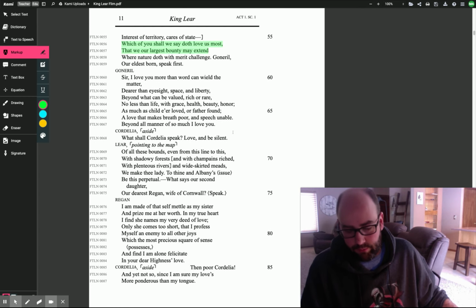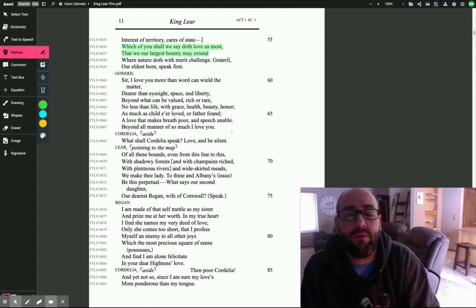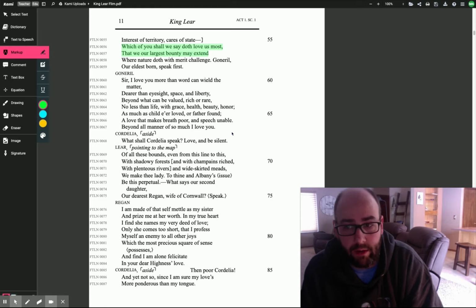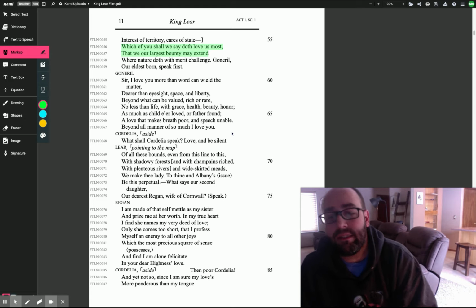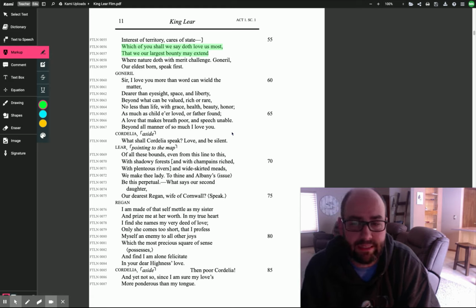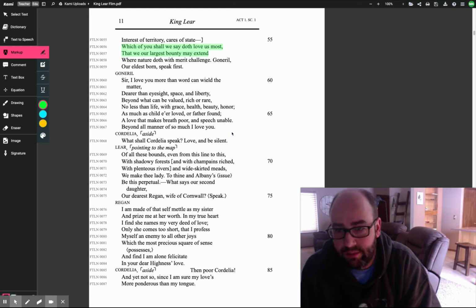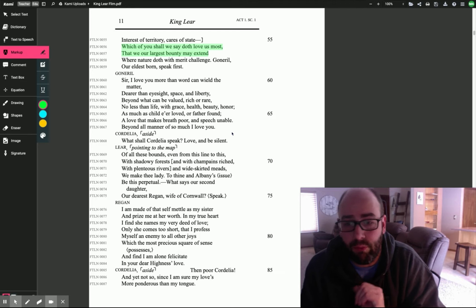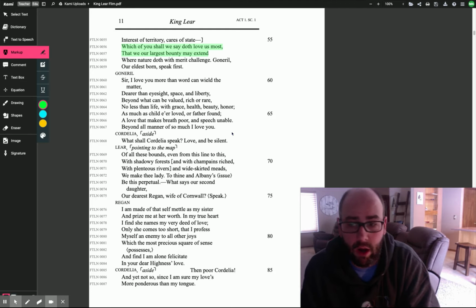So Goneril: "Sir, I love you more than word can wield the matter. Dearer than eyesight, space, and liberty, beyond what can be valued, rich or rare, no less than life with grace, health, beauty, honor, as much as child e'er loved or father found, a love that makes breath poor and speech unable. Beyond all manner of so much I love you."